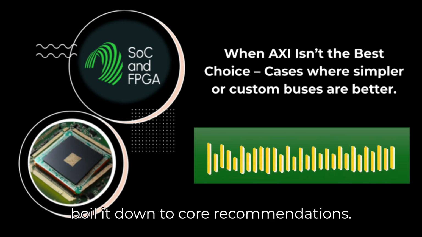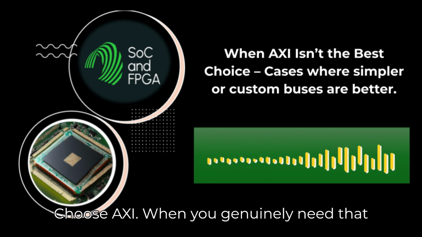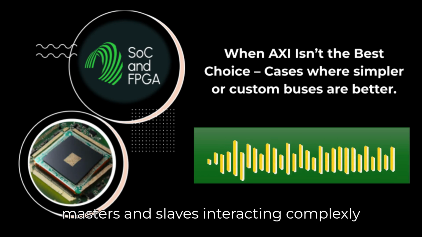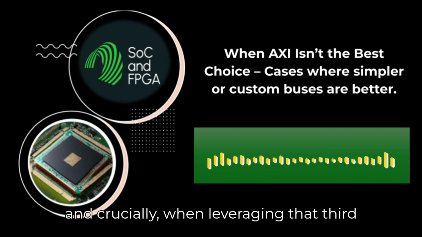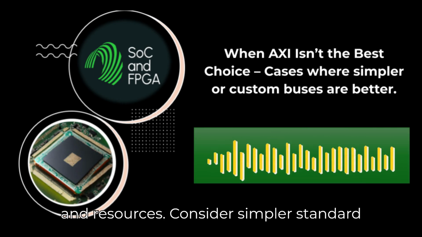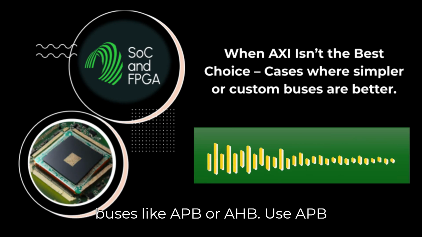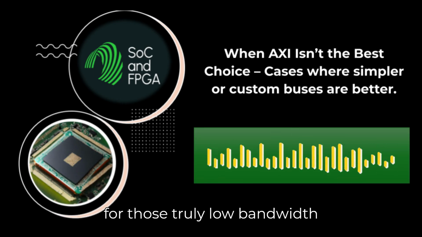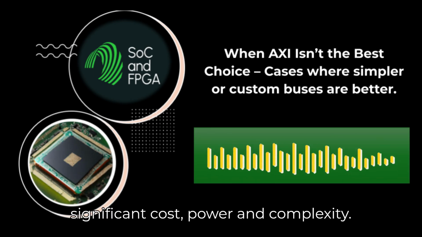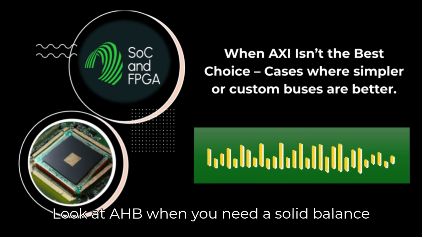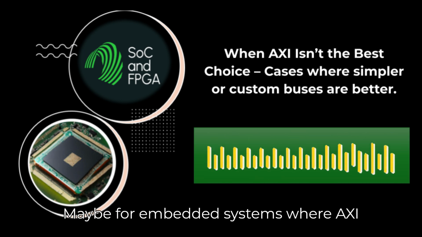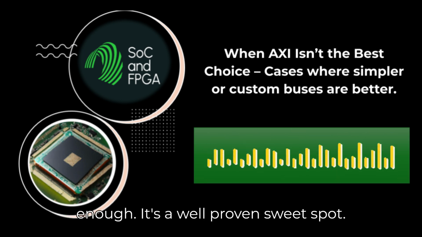Exactly. So if we were to boil it down to core recommendations. Choose AXI when you genuinely need that high throughput, when you have multiple masters and slaves interacting complexly, and crucially, when leveraging that third-party IP ecosystem and tool support is a major advantage for your project timeline and resources. Consider simpler standard buses like APB or AHB. Use APB for those truly low-bandwidth peripherals, registers, simple controls where its minimalist design saves significant cost, power, and complexity. Look at AHB when you need a solid balance of moderate performance and simplicity, maybe for embedded systems where AXI feels like overkill but APB isn't enough. It's a well-proven sweet spot.